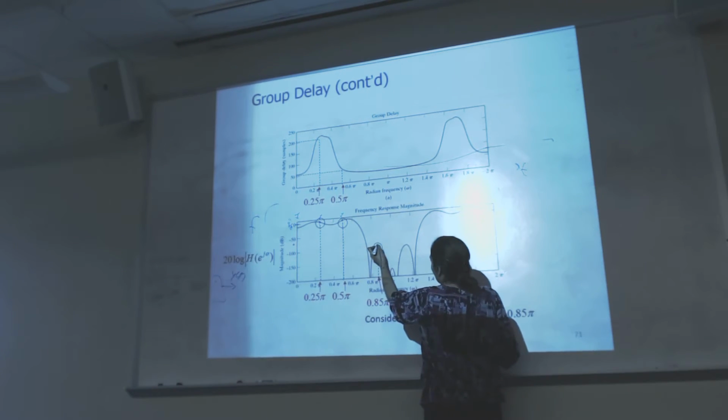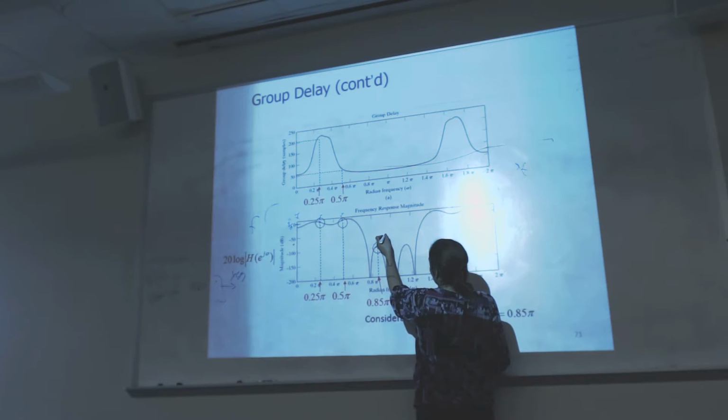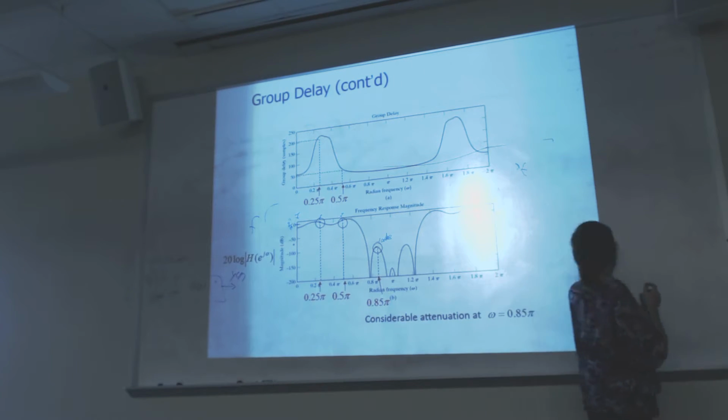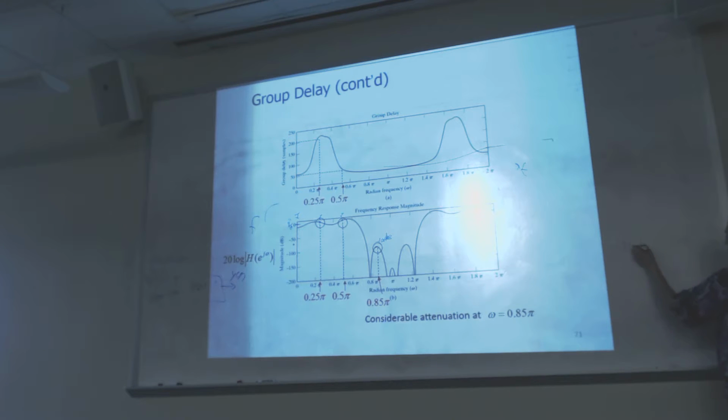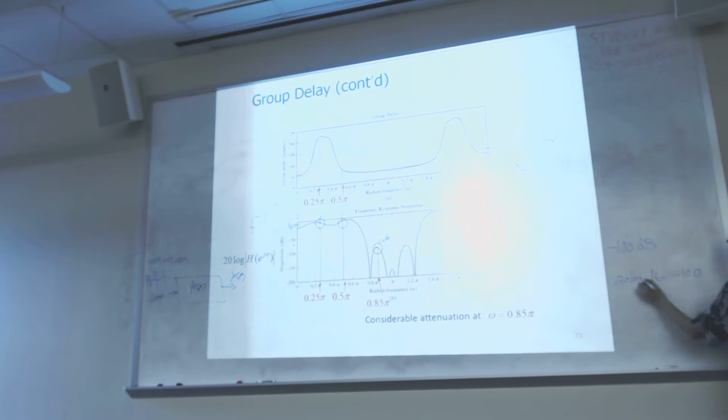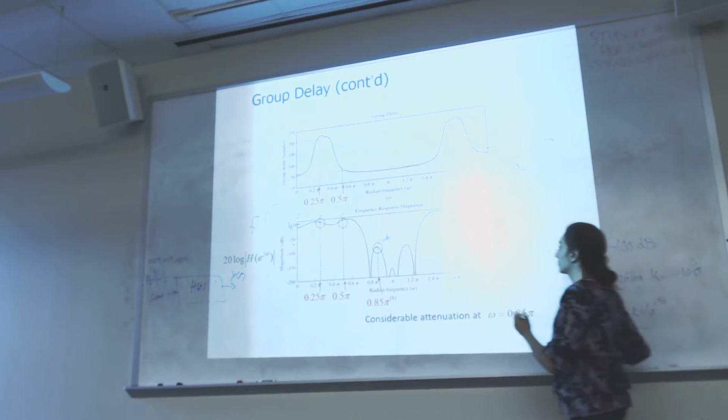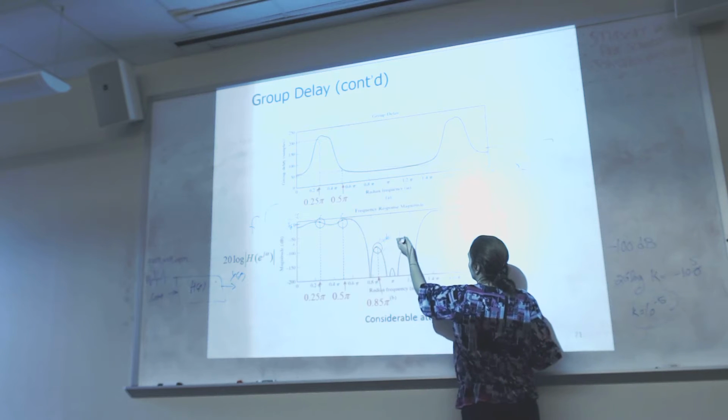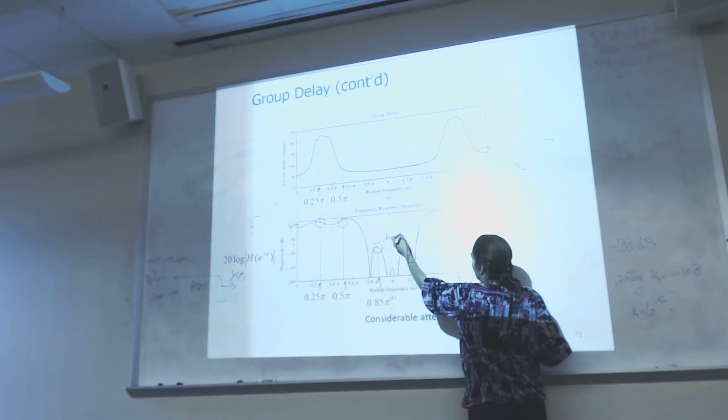For this one it is minus 100 dB. 20 log of something is minus 100. So it's 10 to the power of minus 5. So the gain is 10 to the power of minus 5. So it's really, really small, right?